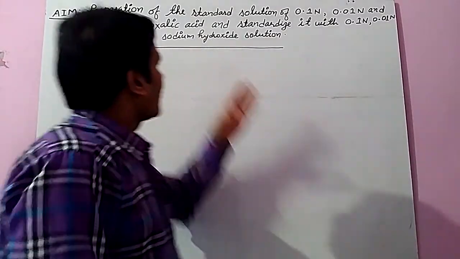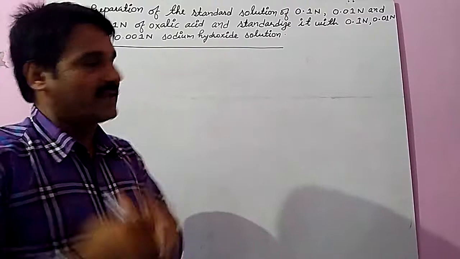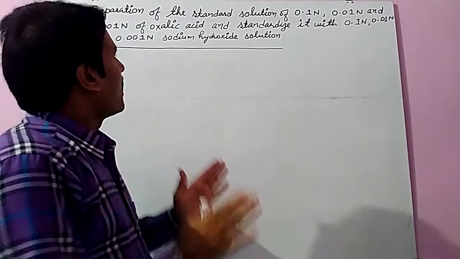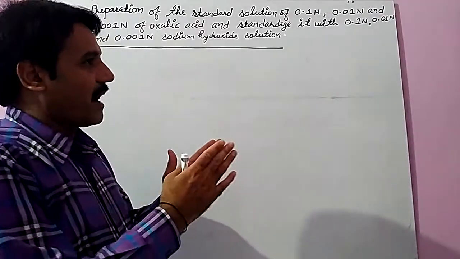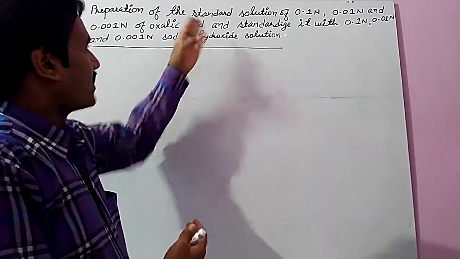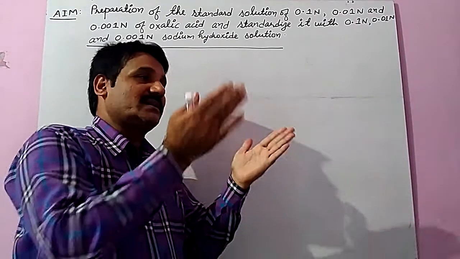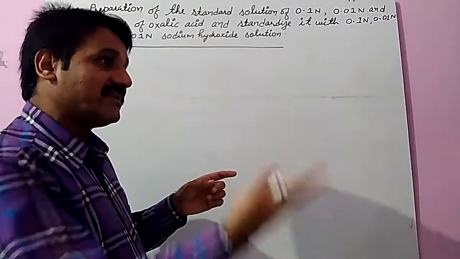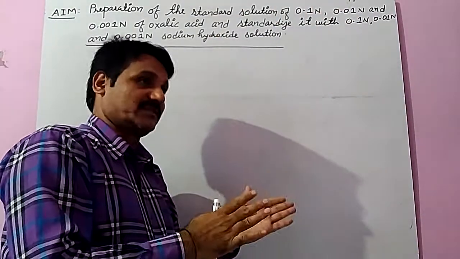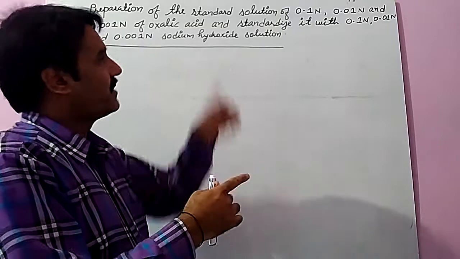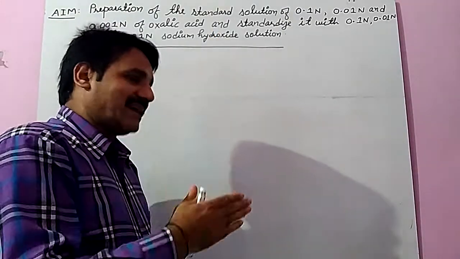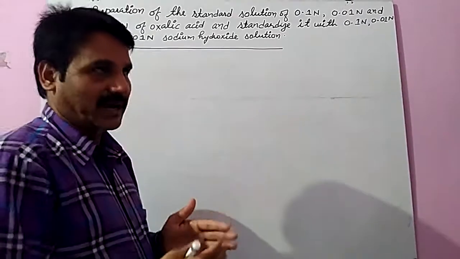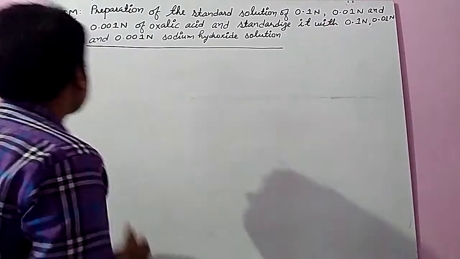Basically the general pattern in titration of oxalic acid versus NaOH: oxalic acid is a primary standard, so there is no requirement of standardization. But here we apply the opposite process. First sodium hydroxide is standardized with the help of oxalic acid, and then we prepare oxalic acid solution and standardize with the help of sodium hydroxide. Always standardize NaOH with the help of oxalic acid, because oxalic acid is a primary standard and sodium hydroxide is a secondary standard. But here we apply the opposite process.